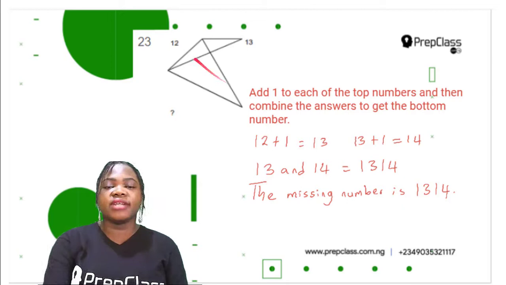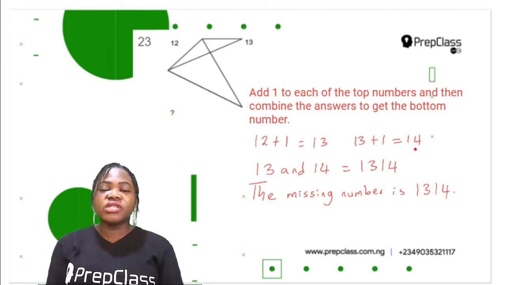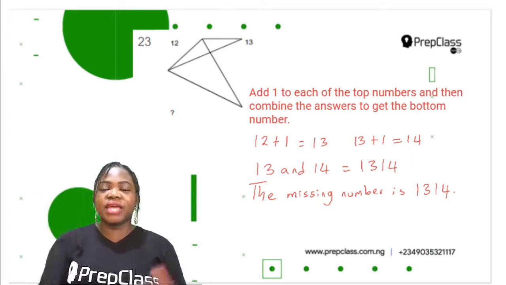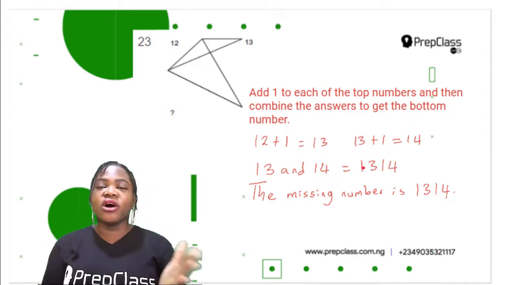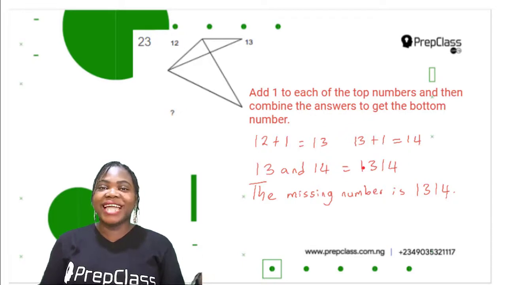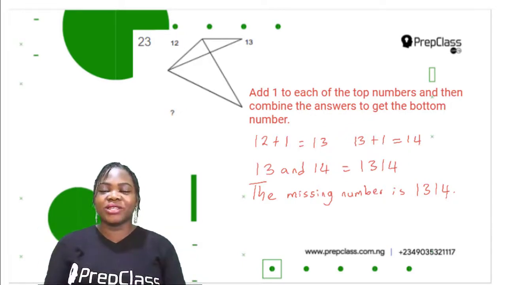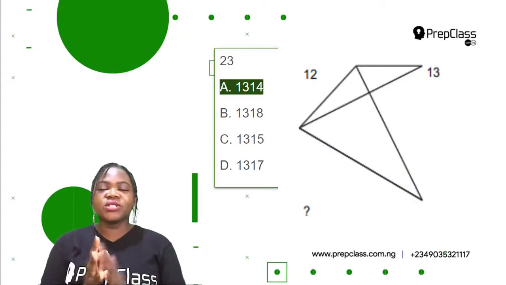So the top numbers here are 12 and 13. 12 plus 1 is 13. 13 plus 1 is 14. All we have to do to get the bottom number now is to combine the answers. Okay, so 13 and 14 combined together will give us 1314. So you can see that this is actually very easy. So the missing number is 1314.